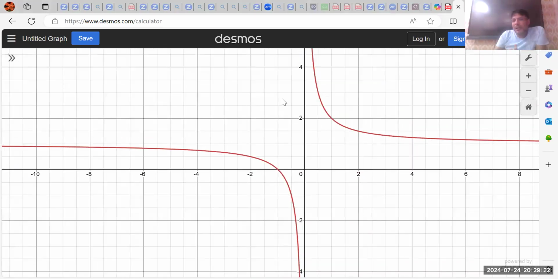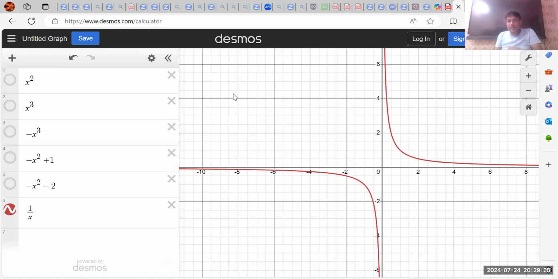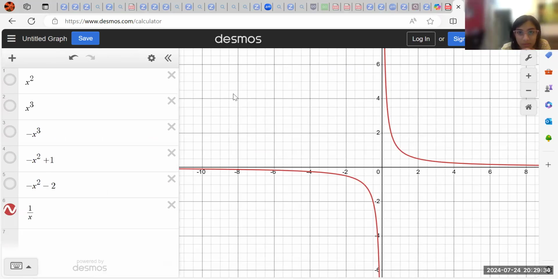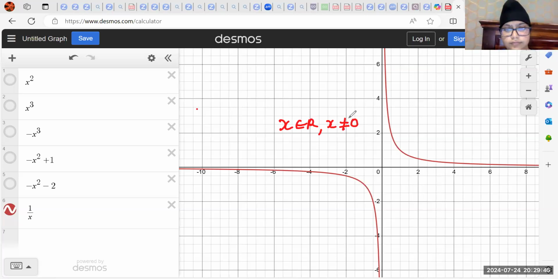So first of all, what is the domain? Let's talk about the domain. I will normalize the graph. Let's talk about the domain. Tell me, guys. All numbers except 0. All numbers except 0 is correct. So x belongs to R, x not equal to 0.